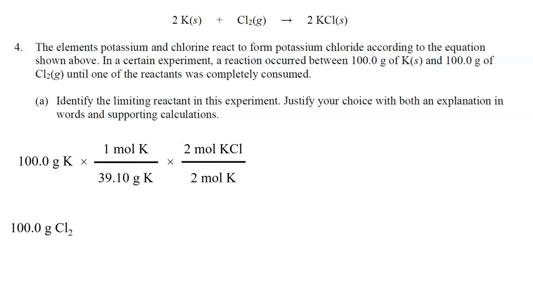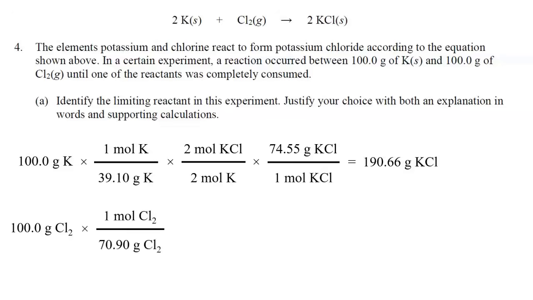And the periodic table gives us the information to determine the molar mass of potassium chloride, which turns out to be 74.55 grams of potassium chloride per mole. If we do 100 divided by 39.1 times 2 over 2 times 74.55, we get 190.66. That's our theoretical yield of KCl starting from potassium. Let's go ahead and repeat that process starting with 100.0 grams of chlorine.